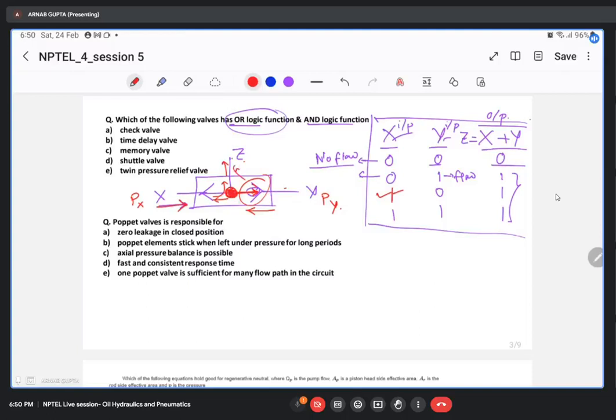Now, if you want to look at the applications of this, you can have two control systems for one particular equipment or for one particular cylinder. Suppose this is your cylinder.